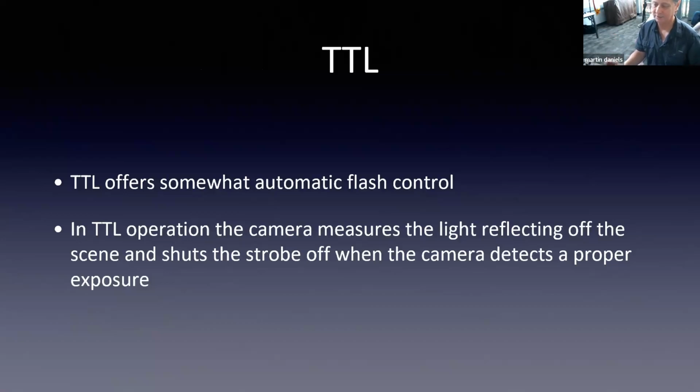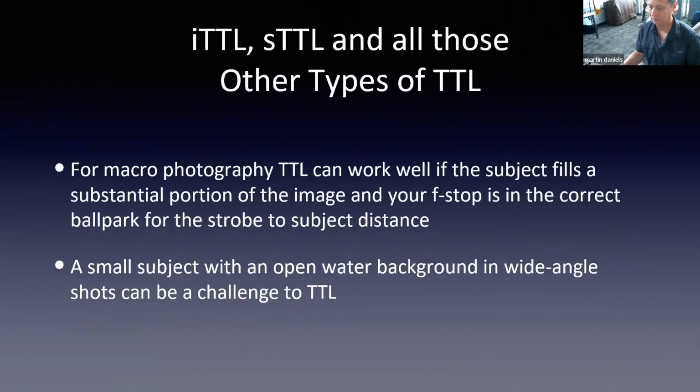In TTL operation, the camera is measuring the light reflecting off the scene, and it shuts off the strobe when the camera detects a proper exposure. Okay, and for macro particularly, this can work very well as long as the subject fills a decent portion of the frame, and if your f-stop is in the correct ballpark for the strobe to subject distance. The problem with a lot of people is they go shoot TTL and they're flailing their settings all over the place. They don't know what's right and what's wrong.